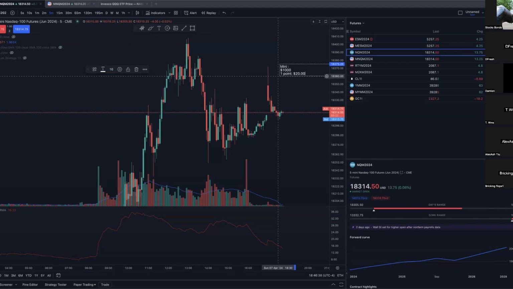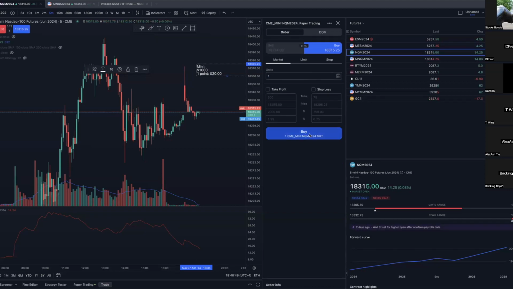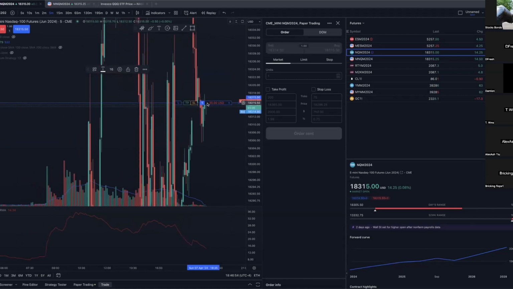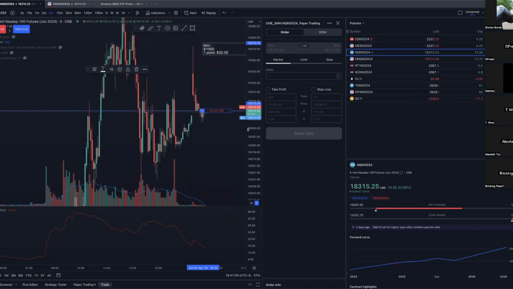$20 per point move to the upside or to the downside. So I'll show you right now. Let's say we open a trade right here, just 1 trade, 1 contract. We're going long. As you can see, if it moves up 1 point from our entry, you're going to be making $20. If it goes down 1 point from your entry, you're going to be losing $20. So that is the contract structure for NQ minis.